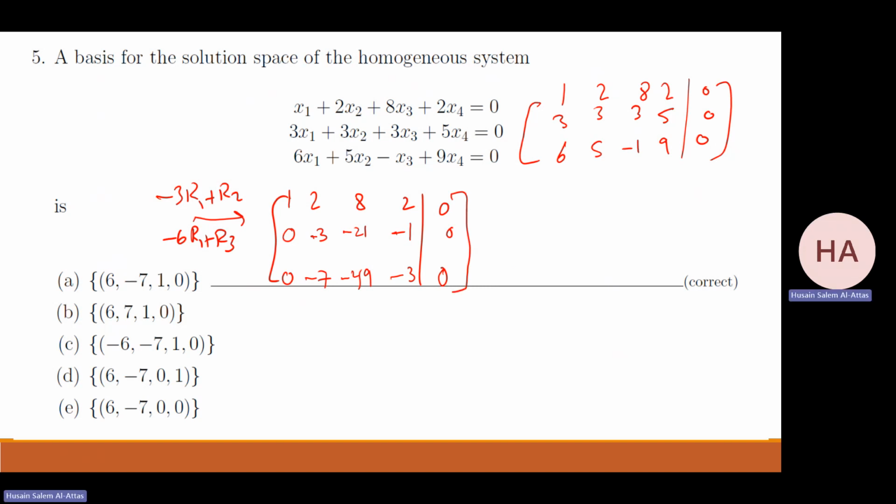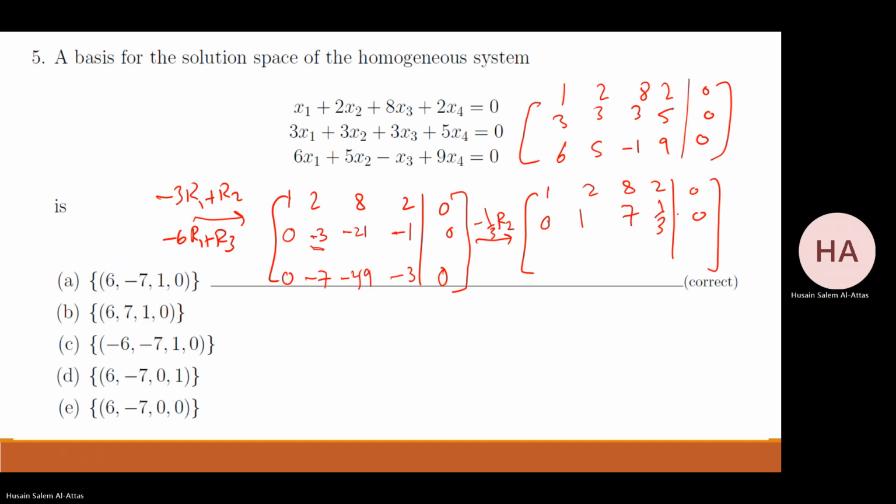Yeah. So I want this to be 1. So multiply by minus 1 over 3, I have fractions, okay, times R2. Be sure this is minus 12 plus 9, minus 3. Yes, correct. 1, 2, 8, 2. This is 0. This gives me 0, 1, 7, 1 over 3, 0. So I have 0, minus 7, minus 49, minus 3, 0.